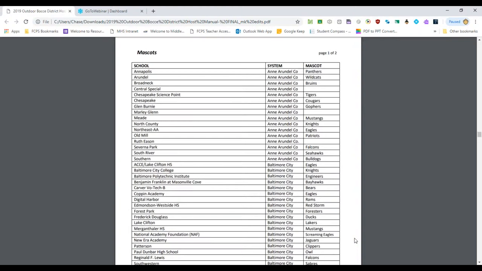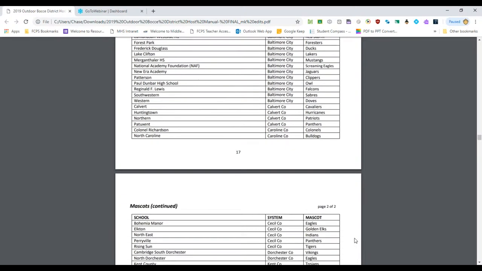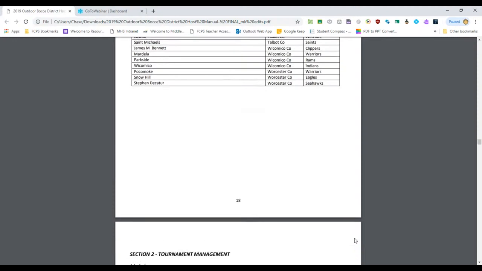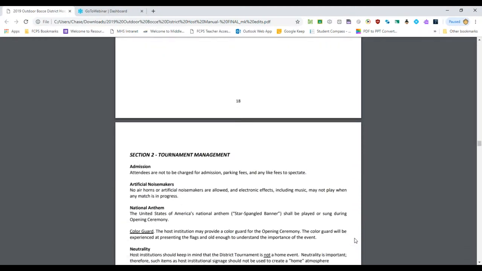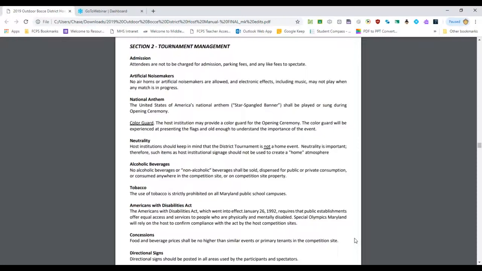Next page is our list of schools and mascots for review, 17 and 18. Next section is tournament management. There's no charge for admission to unified events. We'd like to refrain from any kind of noisemakers or electronic effects because these can be distracting to our athletes and partners.